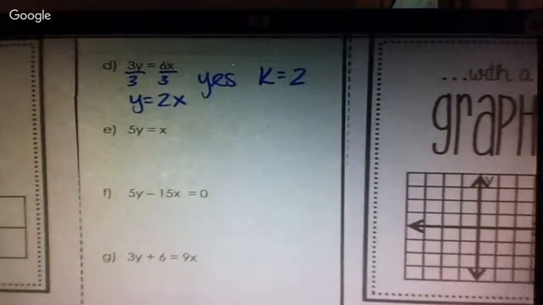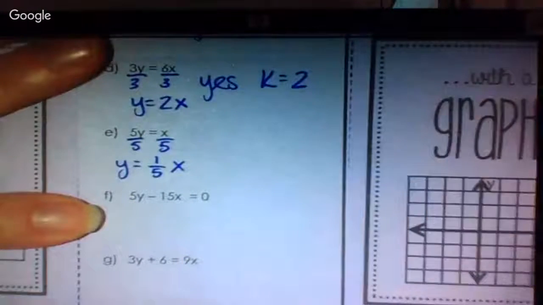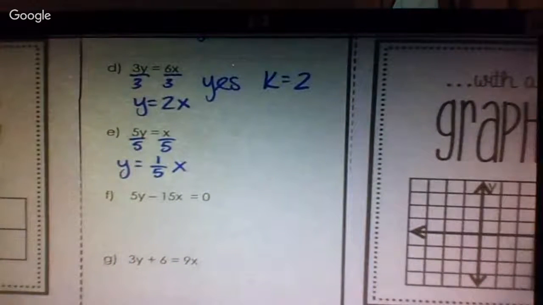Okay, E. Yeah, you gotta divide. I gotta divide again, by 5. So y equals 1/5 x. So, Quentin, would you tell me yes or no? Is E direct variation or not?